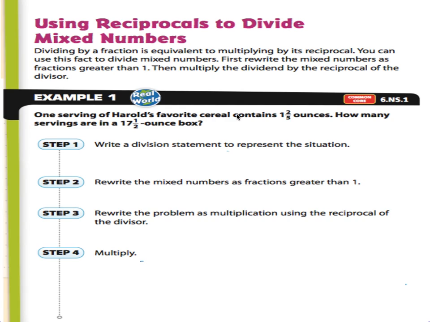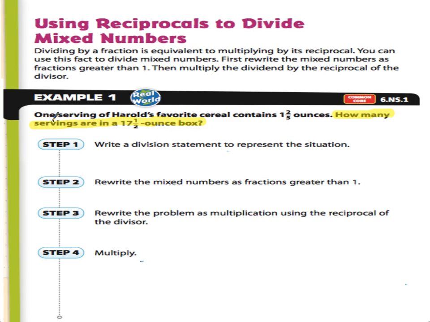All right, so using reciprocals to divide mixed numbers. Again, it's the same process. It's just now we have mixed numbers. So I have Harold. I guess I can't turn that into a girl's name this time. So I have Harold, and I want to know how many servings are in a 17.5 ounce box.